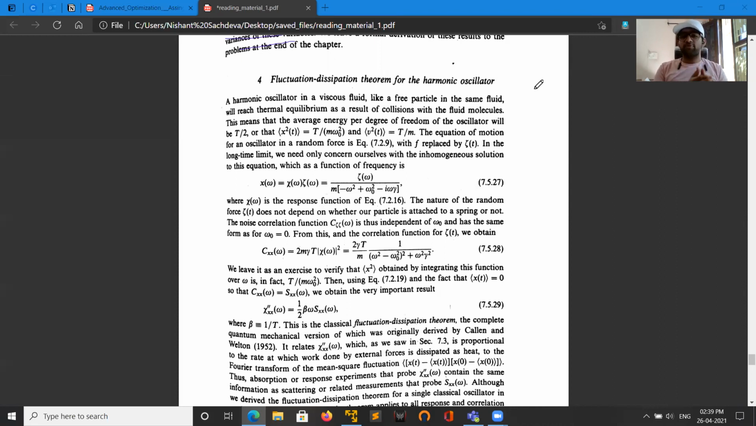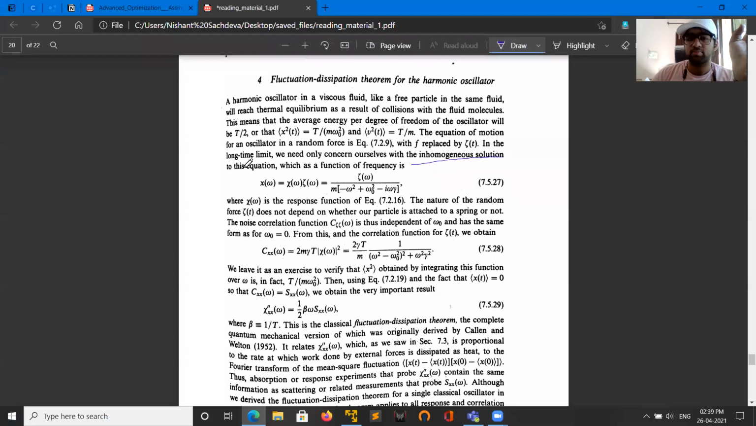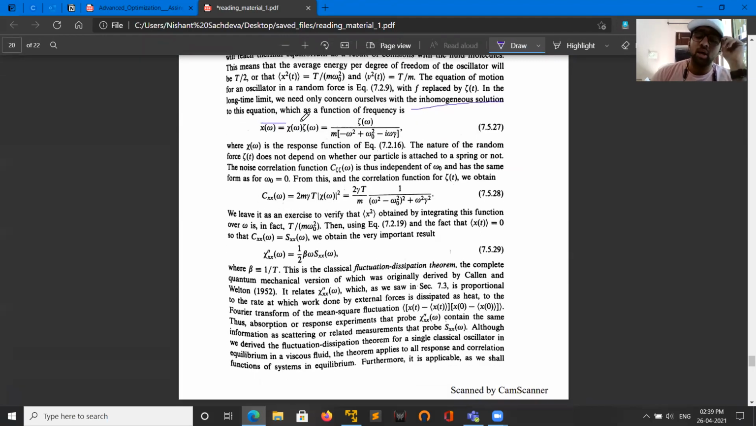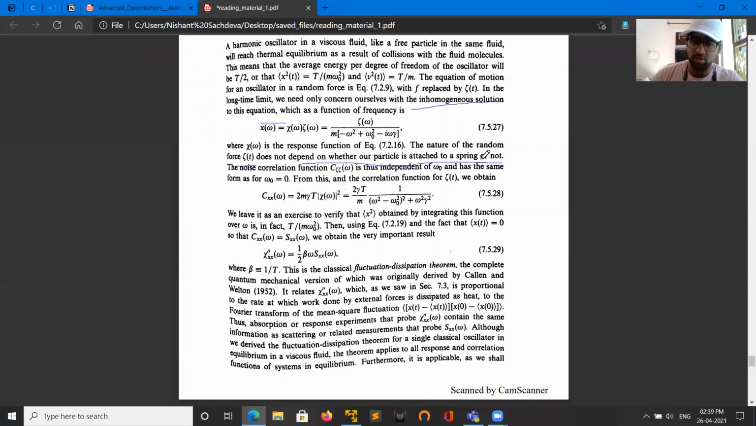The equation of motion for an oscillator in a random force is given by equation 7.2.9, with f replaced by tau of t. In the long time limit, we need only concern ourselves with the inhomogeneous solution. We know that already, right? We know that part. It's fine. Where x of omega is given by the expression. Now, the nature of the random force tau of t does not depend on whether our particle is attached to a spring of omega naught. It does not, it's true.